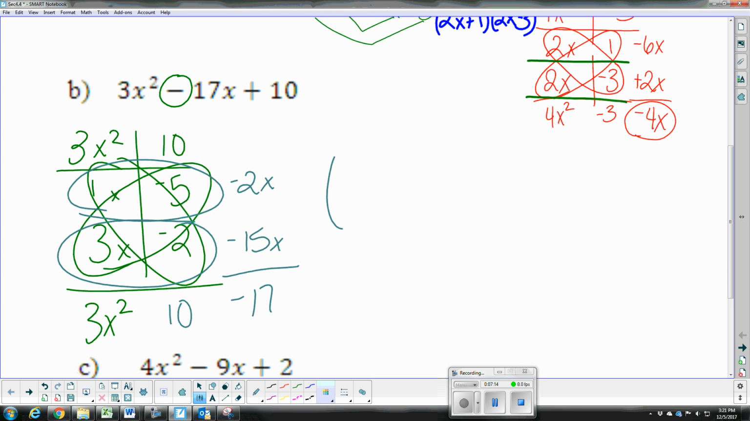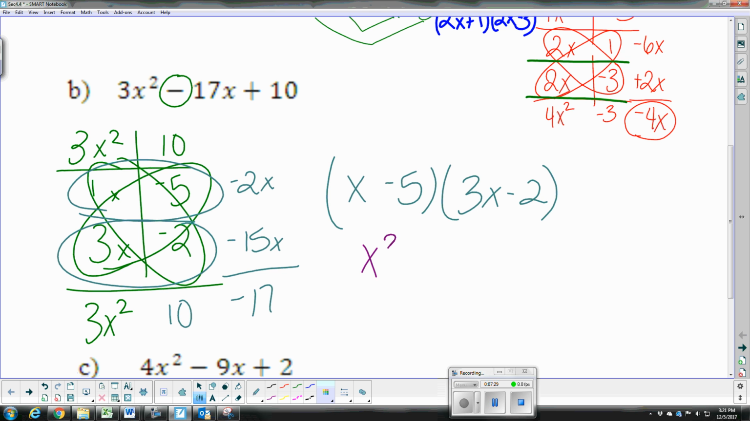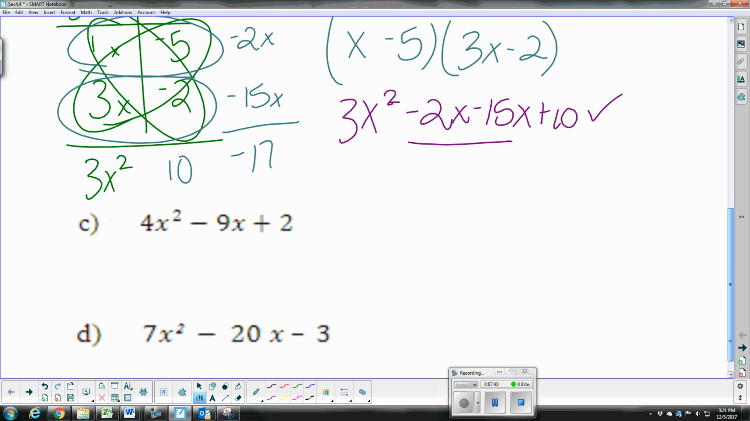So when I lay this out in factored form, I have x minus 5 times 3x minus 2. Now always double check. So I'm going to quickly use FOIL to double check that: 3x squared minus 2x minus 15x plus 10. And that's exactly what I wanted. Negative 2x minus 15x is negative 17x. So that is the same thing. All right, let's try another one.